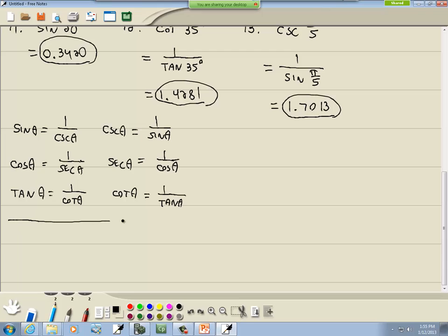Also, tangent theta is equal to sine over cosine. And cotangent theta is equal to cosine over sine. Now we have our Pythagorean identities.